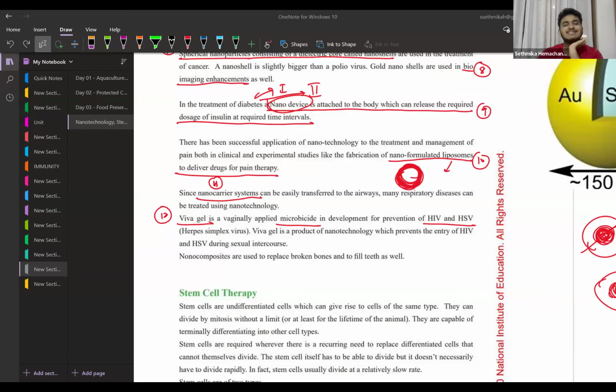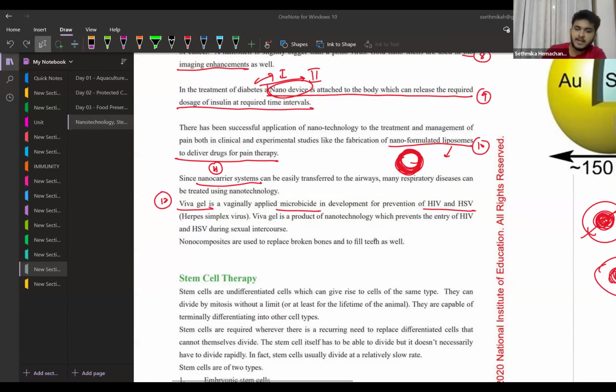HIV is the virus, AIDS is the disease, right? AIDS is the disease, HIV is the virus which causes AIDS. So human immunodeficiency virus is HIV. HSV is herpes simplex virus, right?